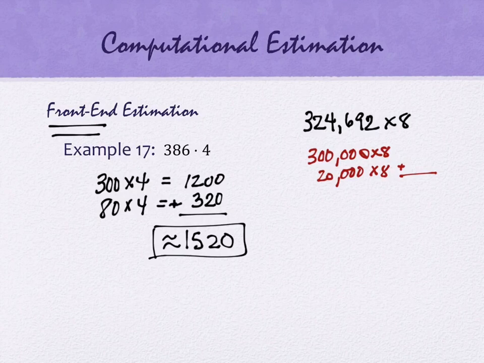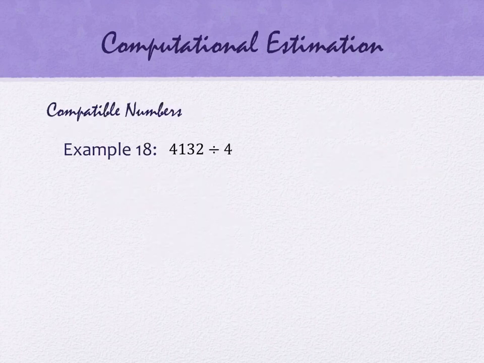And then I have front-end estimation, compatible numbers with division. Compatible numbers with division. So we mentioned earlier it's often nice to sort of break the numbers apart. For this one, we're using estimation, which means that we don't have to break them apart into the exact values, but just values that are close and easy to work with. So 4,132 divided by 4 would be awfully close to what other number divided by 4 that's so much easier to divide?